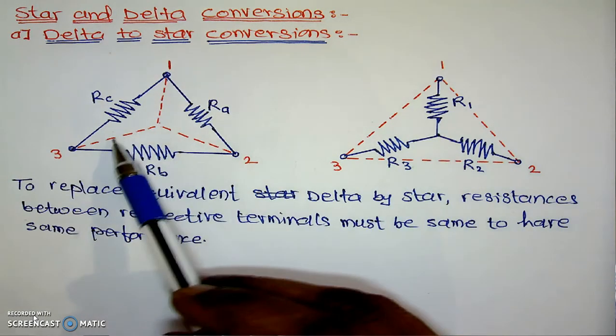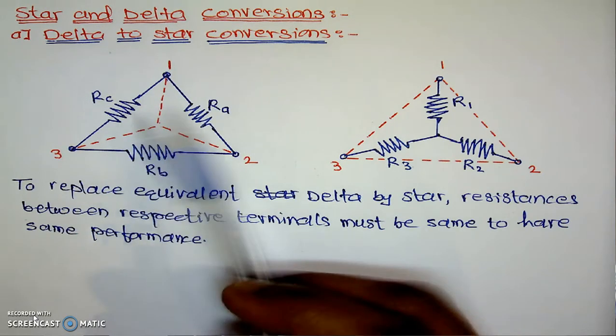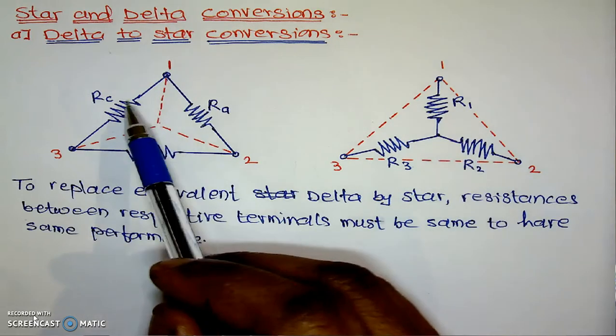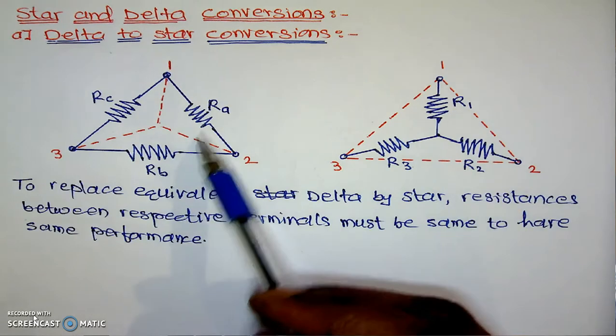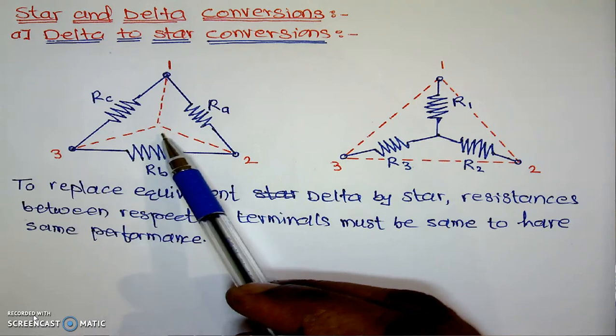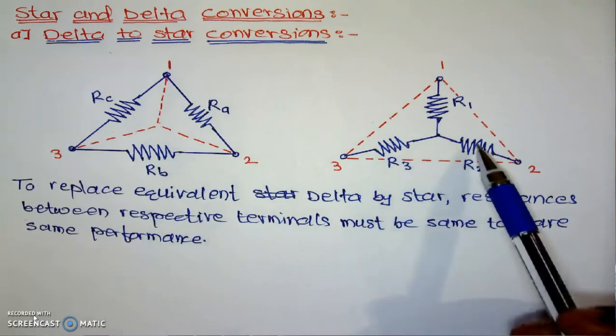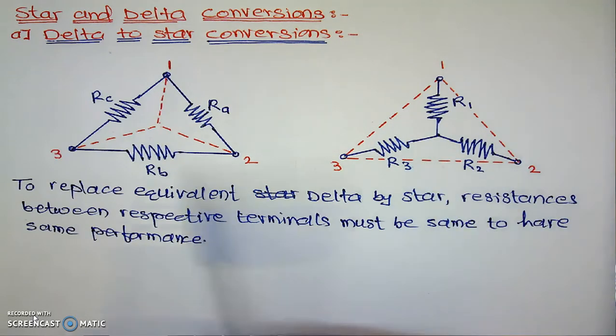Here, this dotted line indicates the delta. This resistance R1 is in between RA and RC, and this resistance R2 is connected between the other two. This dotted line indicates its equivalent star. Similarly, if it is a star R1, R2, R3, these dotted lines indicate its equivalent delta, which is shown here. So we have two topics: delta to star conversion and star to delta conversion. To begin with, we will start with the delta to star conversion.